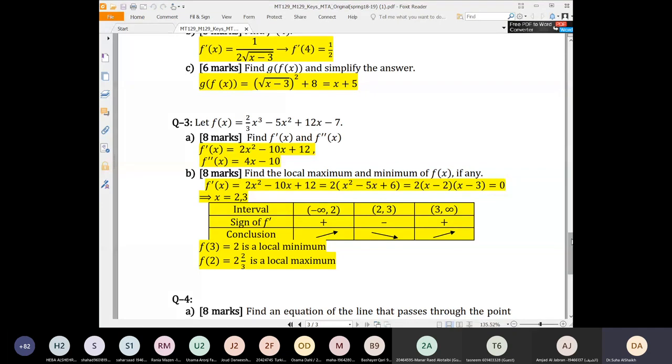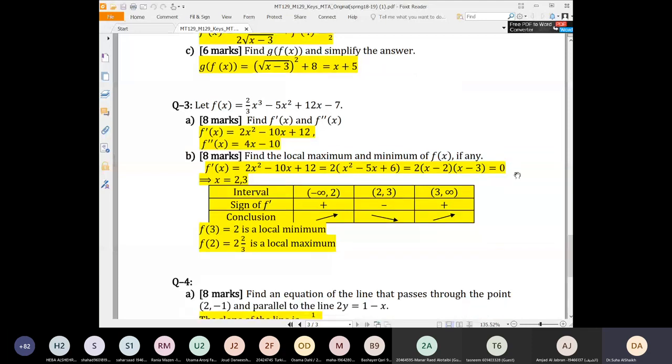You just have to find the f dash. You just have to study the f dash. We find f dash, we let f dash equal to 0. We solve it. We will get x equal to 2 مرة و x equal to 3 مرة. Then we study the sign of f dash لأن they said local maximum minimum.